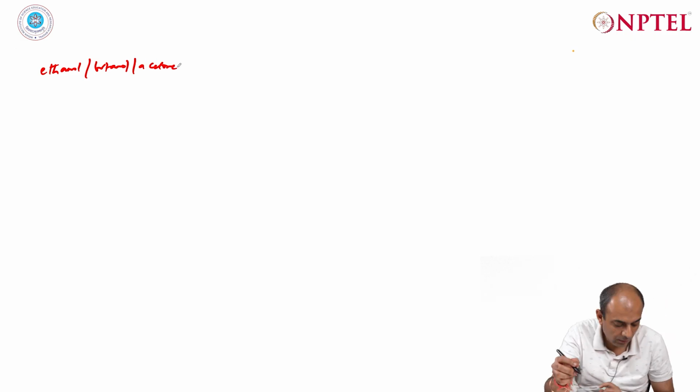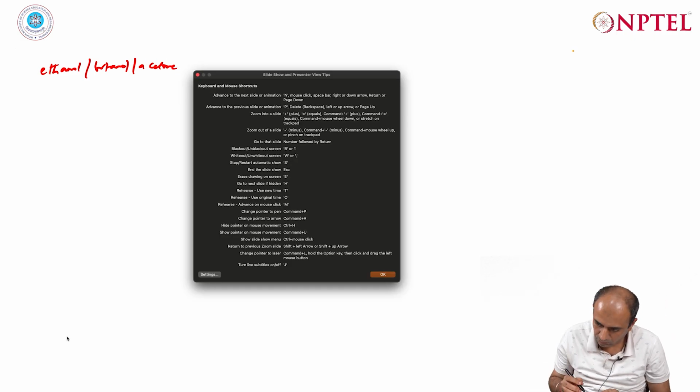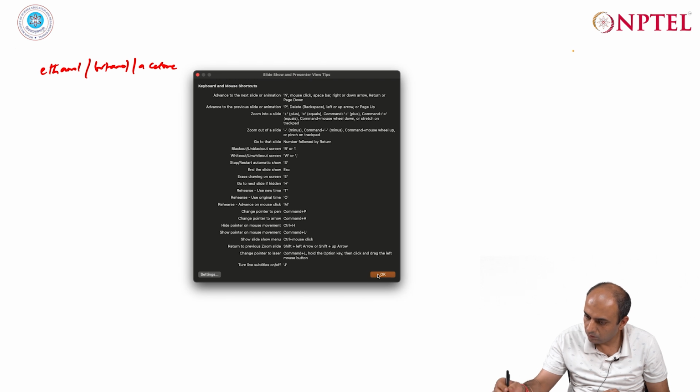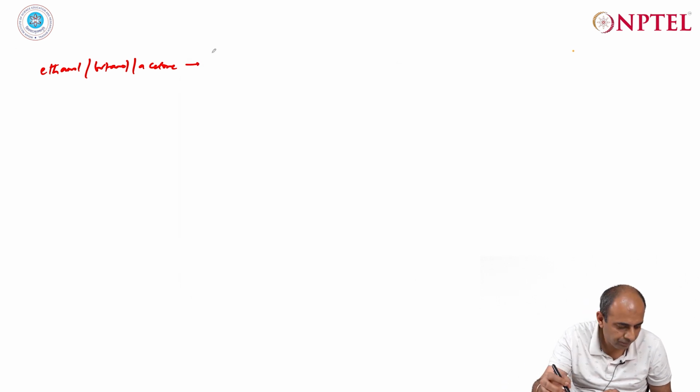So the next thing is, what about the other compounds? So with ethanol, butanol and acetone, it forms 6:2, or we can say 3:1. That means 2 molecules of acetone or butanol or ethanol are present.